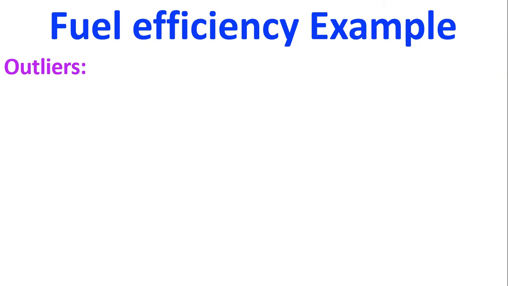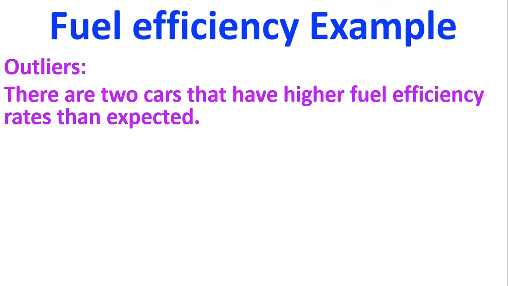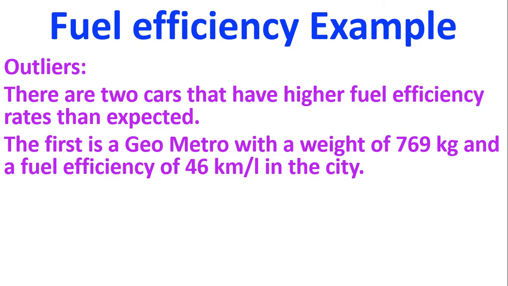Well, first of all, we've got to talk about them as outliers, and we can talk about how there are 2 cars, because there were 2 outlier points, that have higher fuel efficiency rates than expected, because of the high Y values. Now, the Y-axis is the fuel efficiency, so we're saying that they've got higher fuel efficiency than expected.